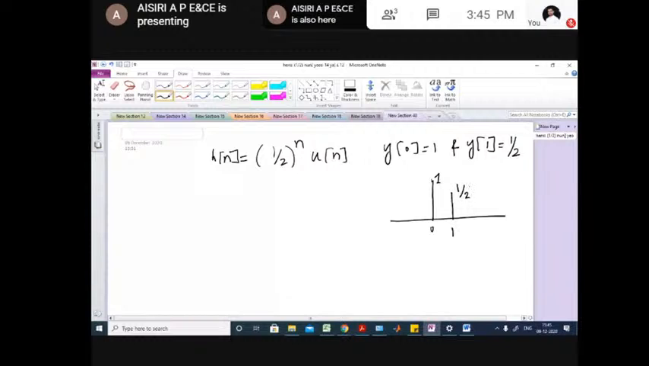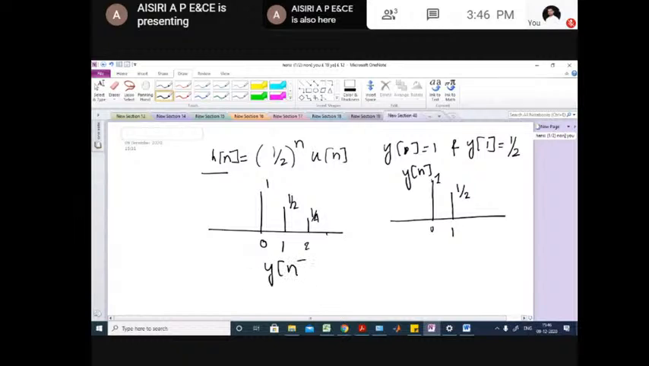Similarly, if I plot h of n, at n equal to 0, 1 by 2 to the power of 0 is 1. At n equal to 1, it is 1 by 2. At n equal to 2, it is 1 by 4. It continues. If you compare h of n with y of n, you can notice both the sequences are equal. So you have the relationship, that is convolution, which relates your input with the output.